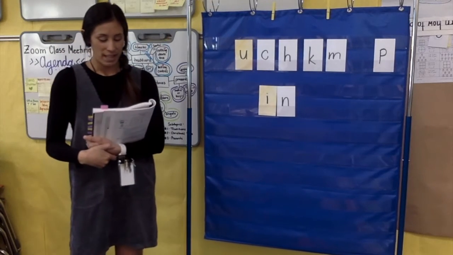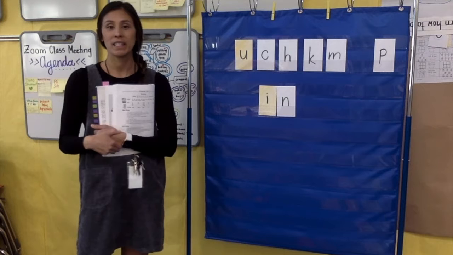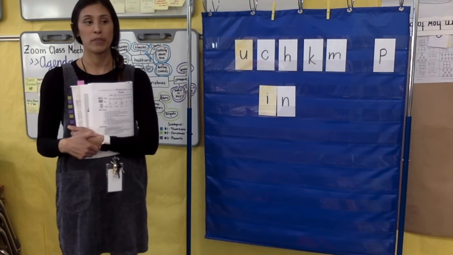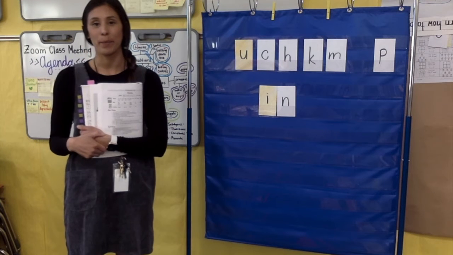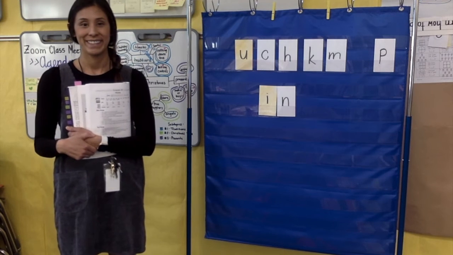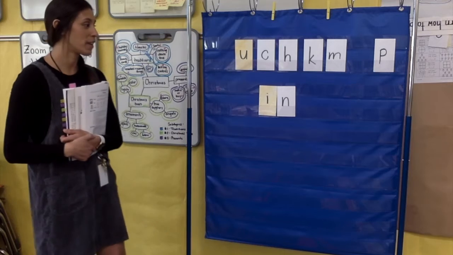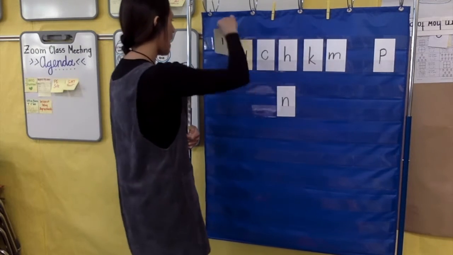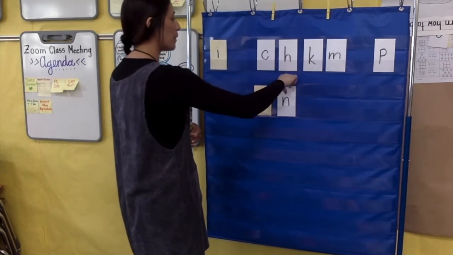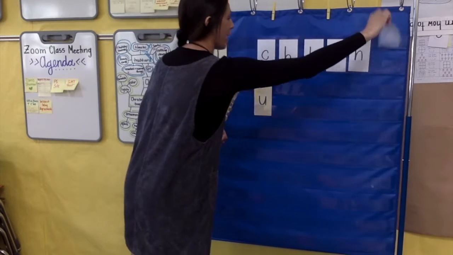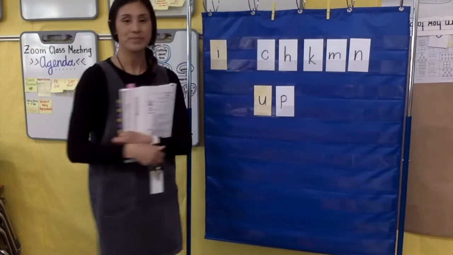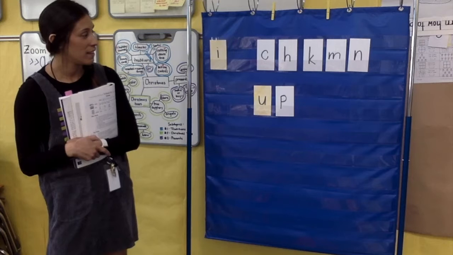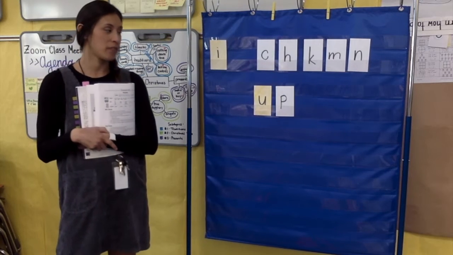Okay. The next word you're going to build is the word up. Up. The bird flew up in the air. Up. All right, boys and girls, how do you spell the word up? Great job. I heard you. U, P. Up. Nice job.